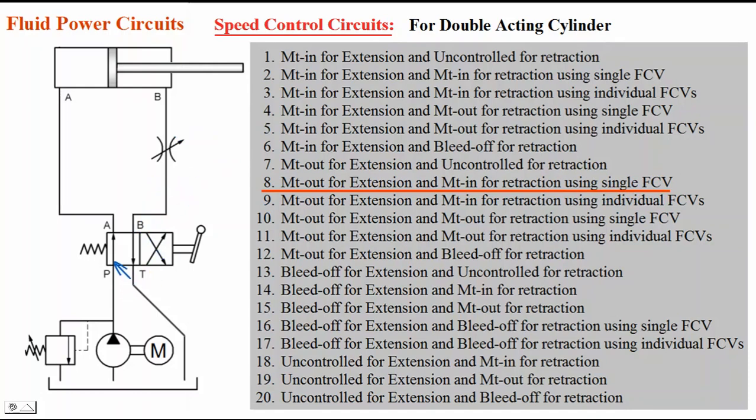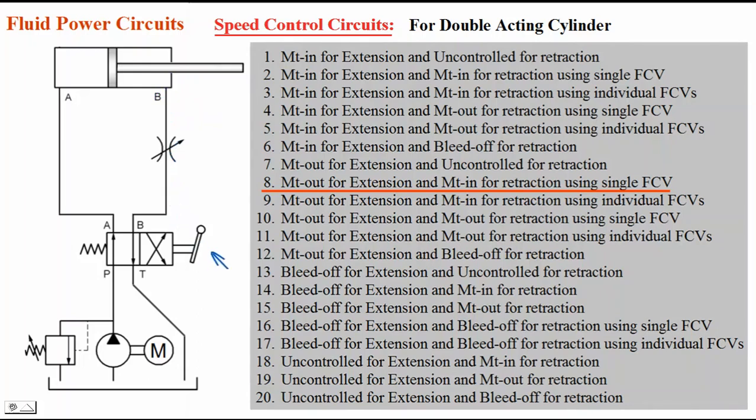During extension, in the first position P to A, B to T connection is there, oil is flowing to the A port of the cylinder, the piston is moving towards the right, the piston rod is extending, and oil which is on the other side of the piston is flowing through this flow control valve. So that's why it is meter out for extension. During extension, oil coming out of the cylinder is flowing through the flow control valve. Meter out for extension. Okay.